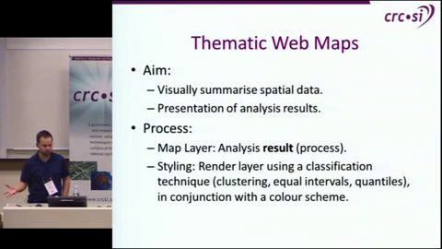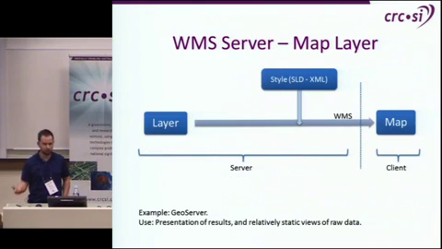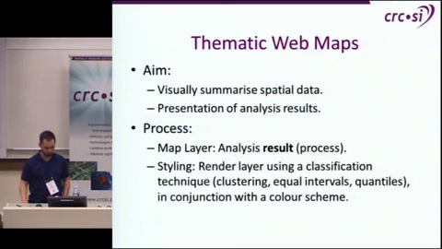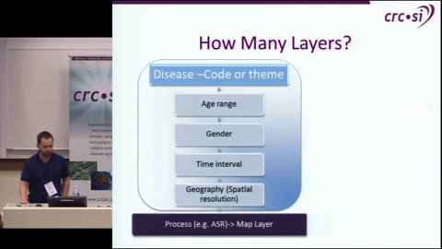So thematic web maps, the aim is to visually summarize spatial data, and the process of generating them is to have an analysis result, so process some data, get the results, and then render the data layer using a classification technique and in conjunction with a color scheme. Generally, or traditionally, this is done using, say, a WMS service, so that's an OGC compliant web map server. You store the map layer in, say, a shapefile or PostGIS table, and when you render it, it gets an XML file dictating the style rules to apply, and you produce the map. So this leads us to the question, in health, how many layers do we generate?